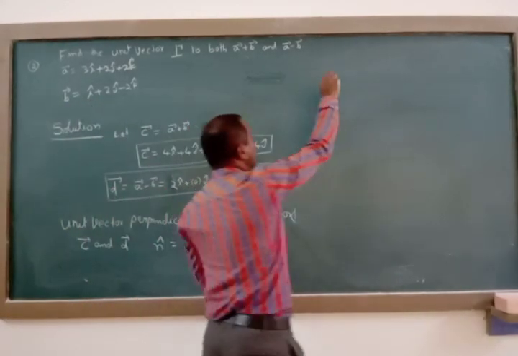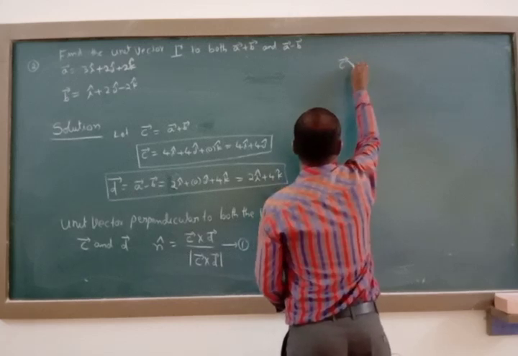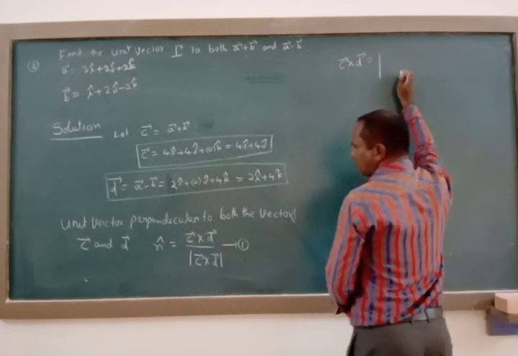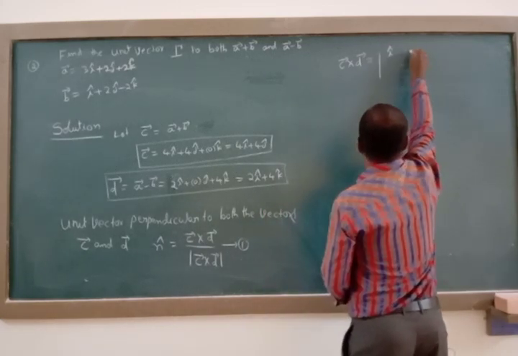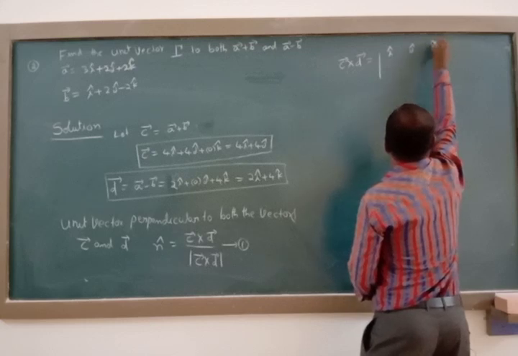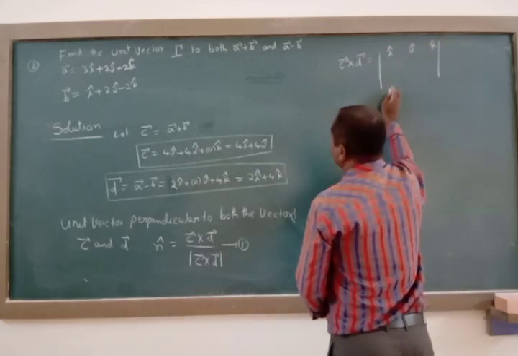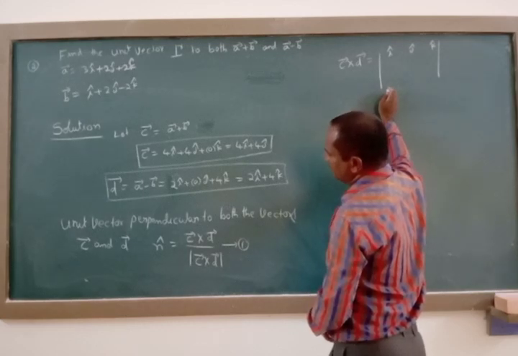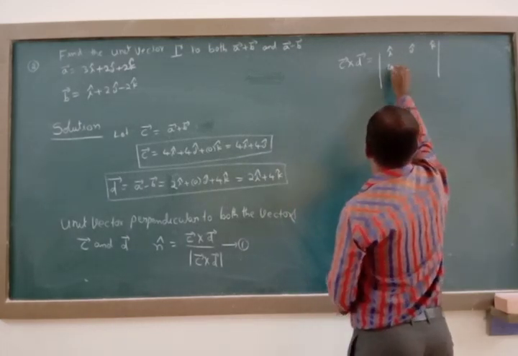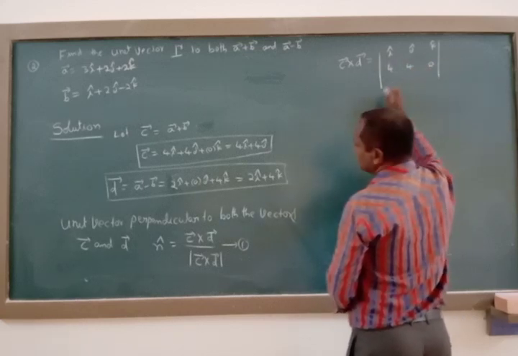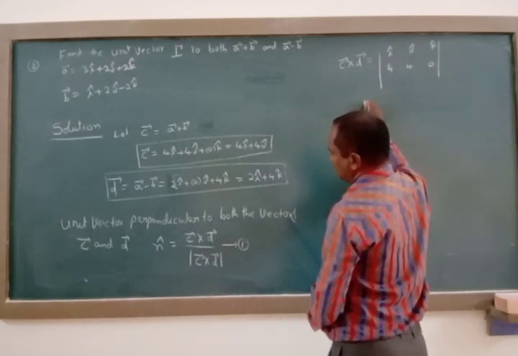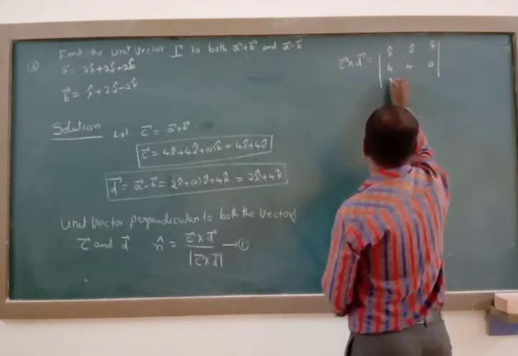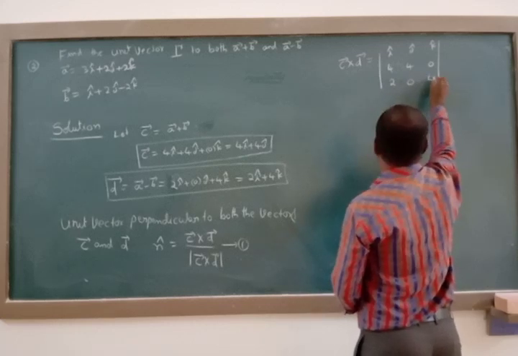Then if I find c bar cross d bar, consider c bar cross d bar is equal to the determinant: first row is i cap, j cap and k cap. The second row is the coefficients of i, j, k from the c vector. What are they? 4, 4, 0. The third row is the coefficients of i, j, k from the second vector d. What are they? 2, 0, 4.